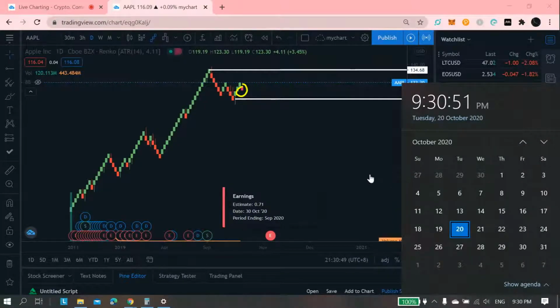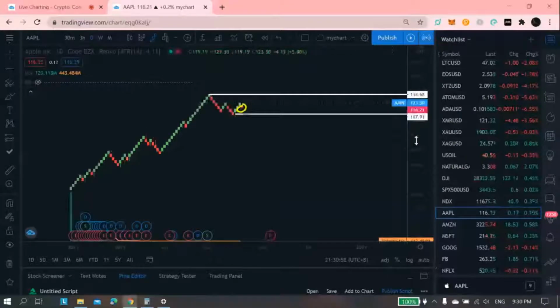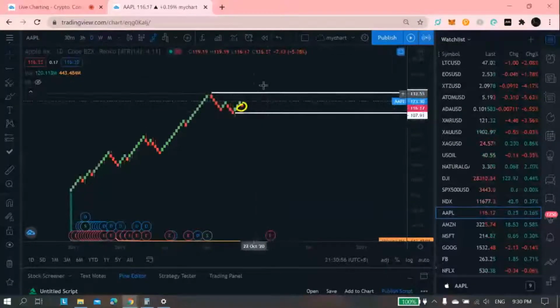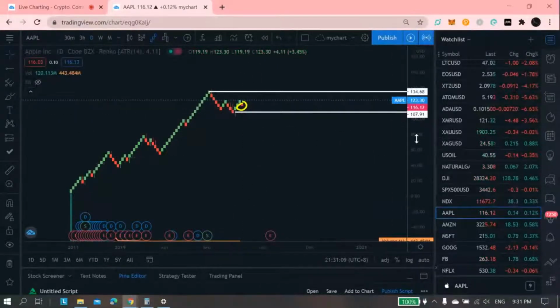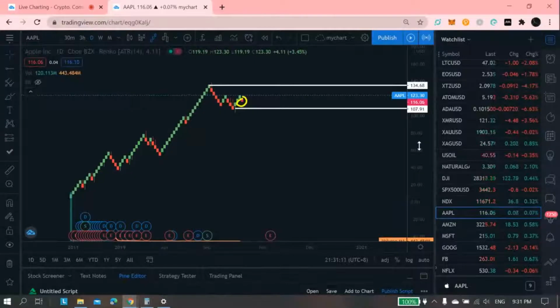That it will create a new all-time high and could possibly break, of course, this 135. But if it misses estimates, it could possibly break this support area at 107. So that's the catalyst I'm looking at for Apple shares.